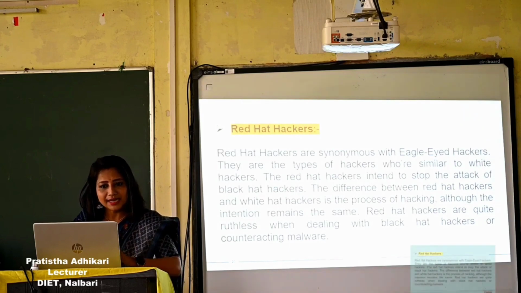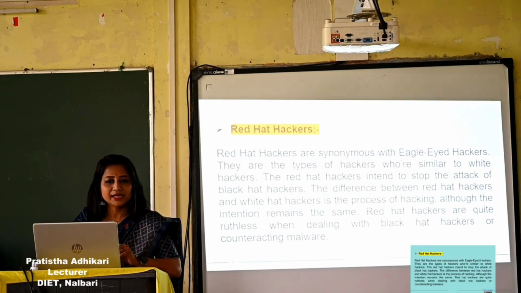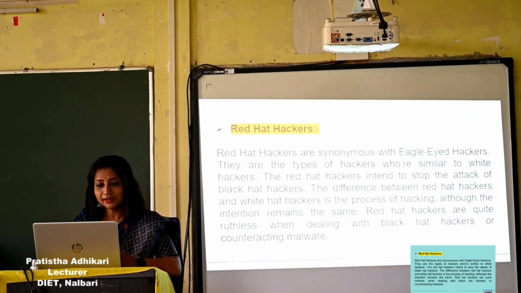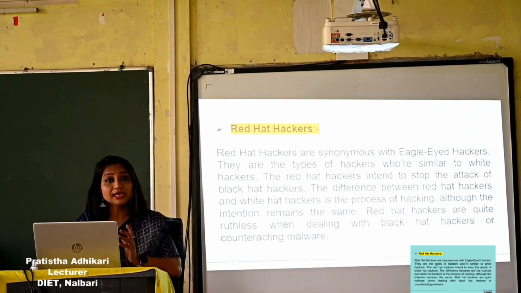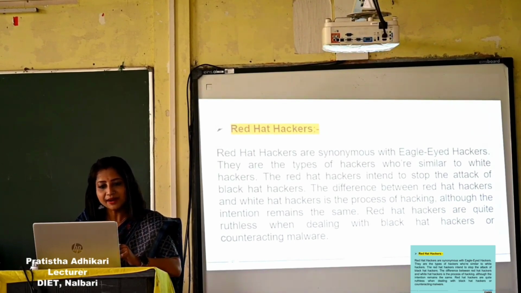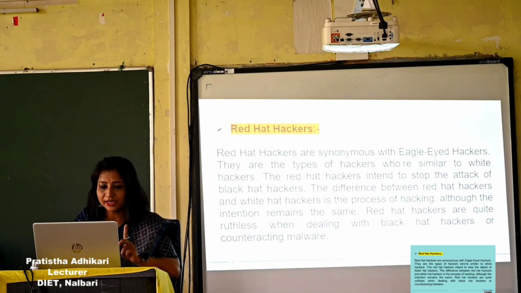Then the next type is the red hat hackers. The red hat hackers are synonymous with eagle-eyed hackers. They are the types of hackers who are similar to white hackers. The red hat hackers intend to stop the attacks of the black hat hackers. But the only difference between the red hat hackers and the white hat hackers is the process of the hacking, although their intention remains the same.